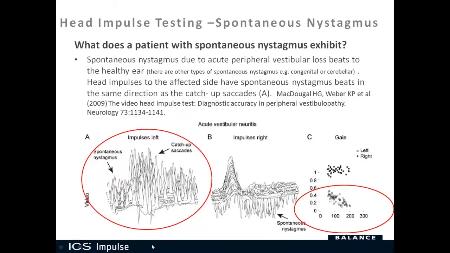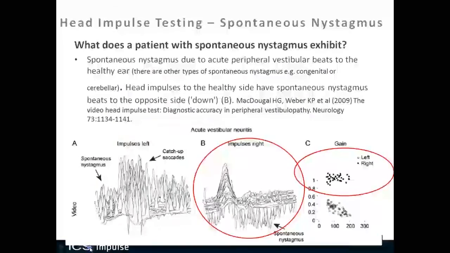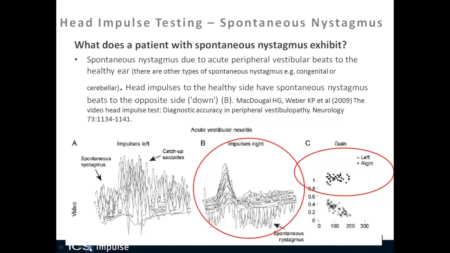Now let's look at the healthy side. So spontaneous nystagmus again beats towards the healthy ear, so it should be beating rightward. When we do head impulses to the healthy side, we have spontaneous nystagmus that beats in the opposite direction, or downward. So I do a head impulse to the right. The catch-up saccade, if they had one, would be leftward. Now they don't have a right side abnormality, so they don't have any catch-up saccades. But what we do have is rightward spontaneous nystagmus. So those are the spikes that are going downward here.